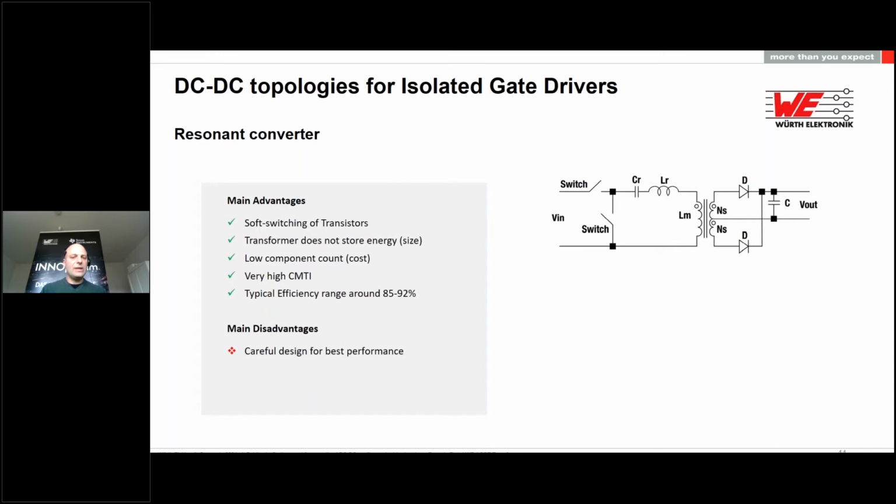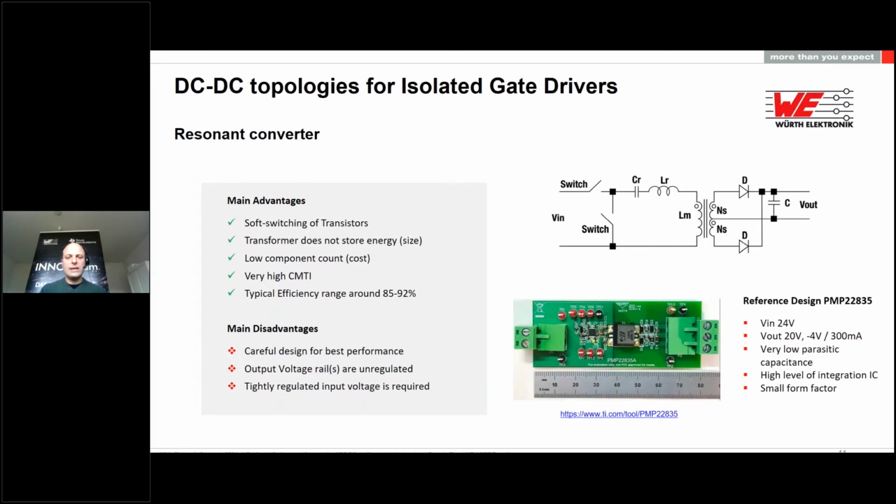As for the disadvantages, it needs careful design for the best performance. Output voltages are unregulated, and specific techniques are needed to keep the output voltage well regulated. Input voltage also needs to be pre-regulated.